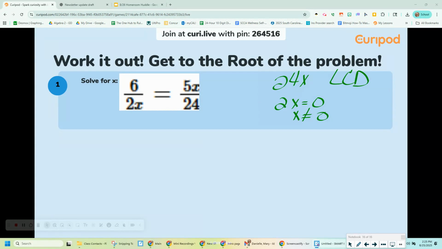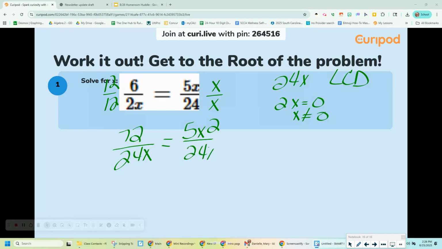So if I'm going to turn the first one into 24x, that means I need to multiply that by 12. So 72 over 24x equals, the next one I just need to multiply that one by x over x equals 5x squared over 24x. So I can just take the numerators now, set them equal to each other. I would solve for x first by dividing by 5. 72 divided by 5 equals x squared.